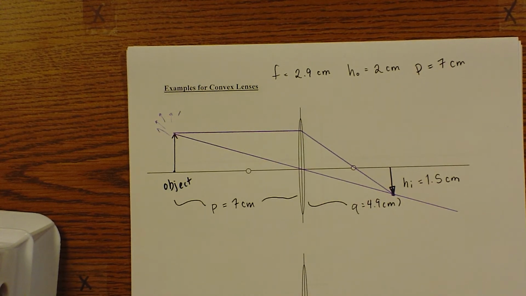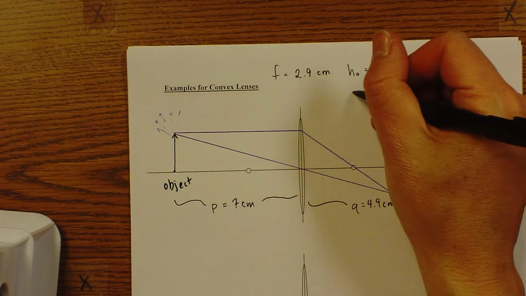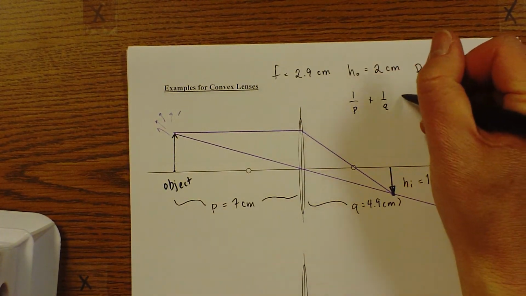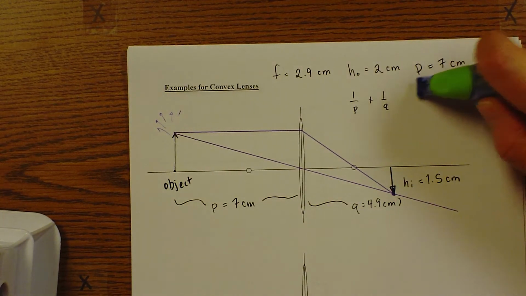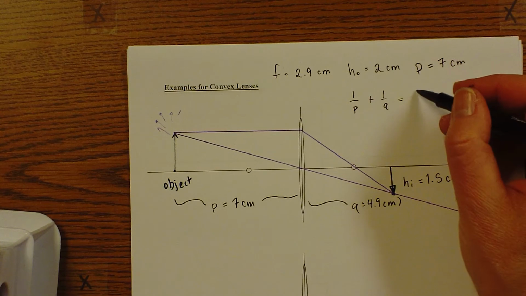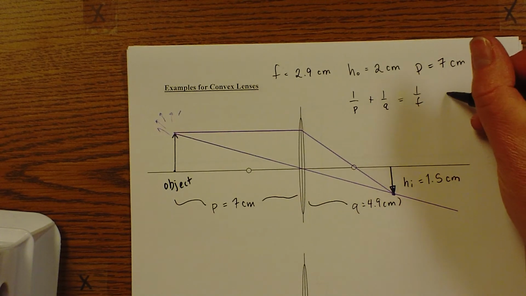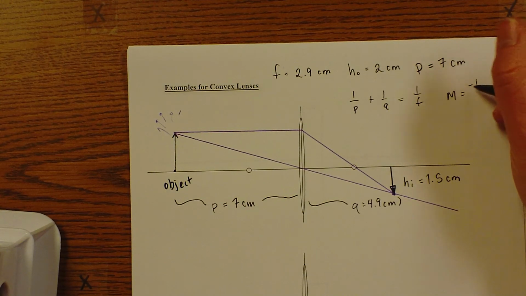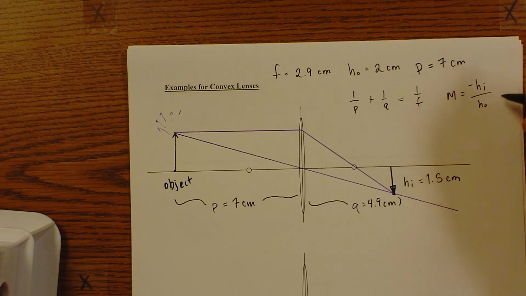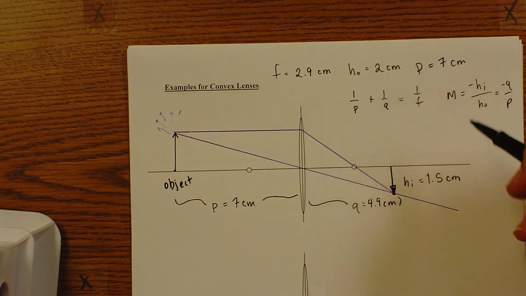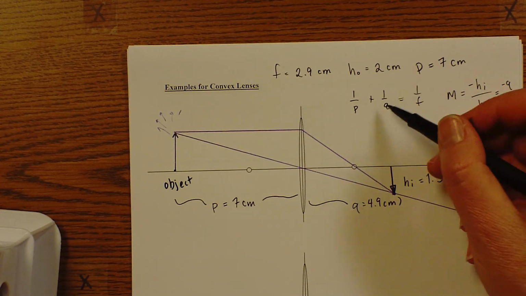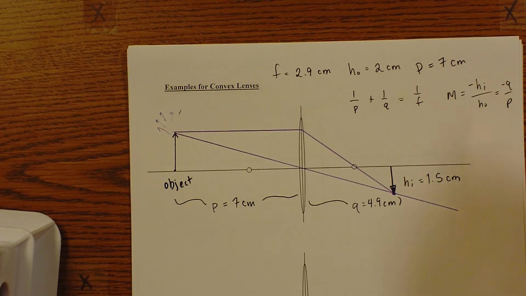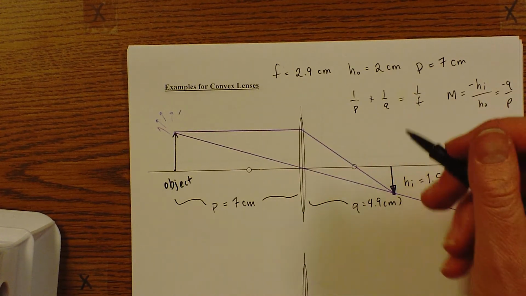Now, you need to be able to solve problems like this with both a ray diagram and with formulas. The lens equation, 1 over P plus 1 over Q equals 1 over F, in conjunction with the formulas for magnification. One formula for magnification is the height of the image over the height of the object. You can also get this ratio from negative Q over P. So I'm going to solve for the image distance Q and the magnification with the formula now and verify what I did with a ray diagram.